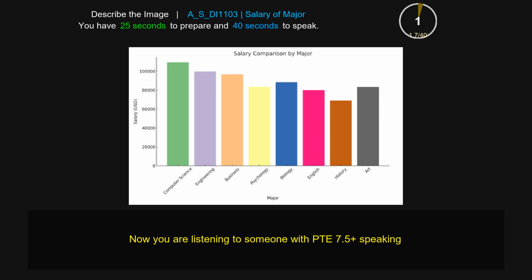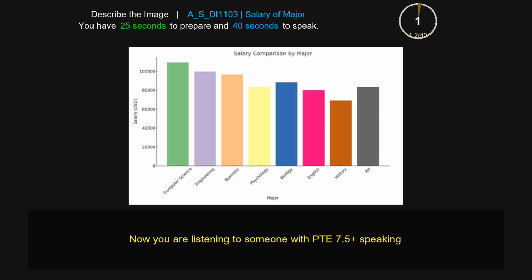The following image provides information about salary comparison by major. From the picture, we can see that the value of psychology is 80,000 and the value of biology is higher, which is 85,000. Moreover, the highest value is in computer science, which is 120,000, and the lowest one is in history, which is only 60,000. Moreover, there is other information about engineering, business, biology, English, and art. In conclusion, the picture provides information about salary comparison by major.